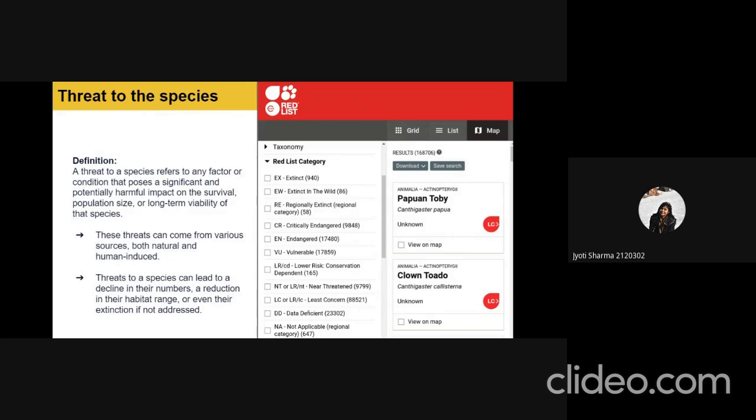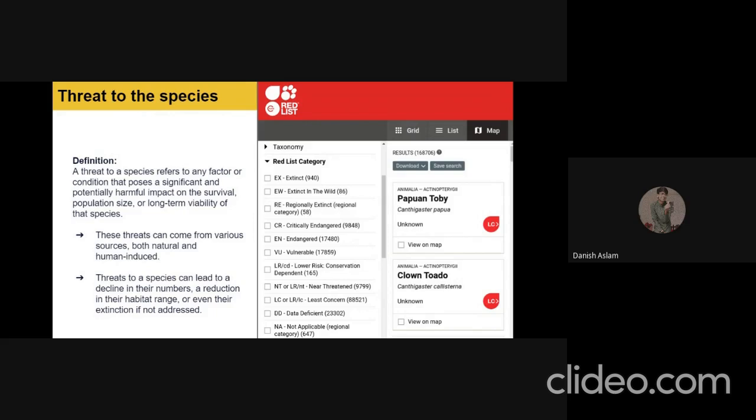Now we have EW. These are the terminologies that you have to keep in mind. The first was extinct, the second is EW. EW means extinct in the wild. Can anyone explain what this extinct in the wild is? Danish?